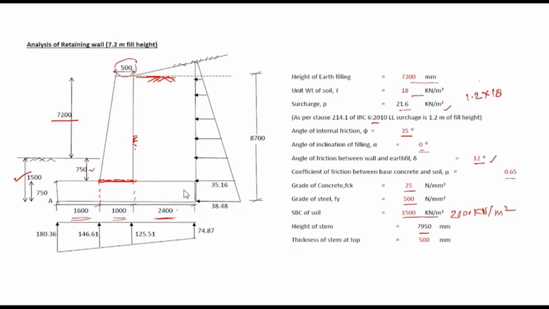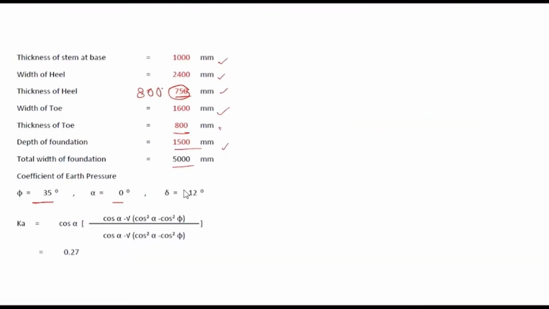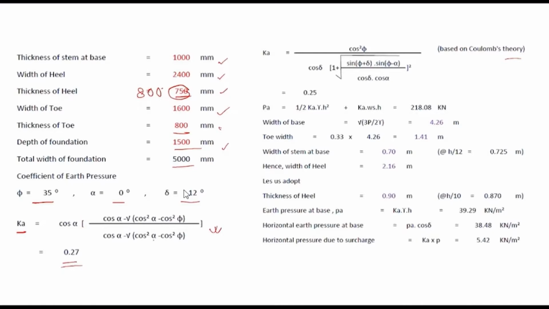Now, if phi is 35, alpha is 0 and delta is 12 degrees, we can calculate this Ka by this equation. This is 0.27. We have also calculated K considering the friction between the wall and the earth fill. That friction will reduce the coefficient of active earth pressure. So if we consider the friction, it will come to 0.25 for the same case. Without friction, it is 0.27.